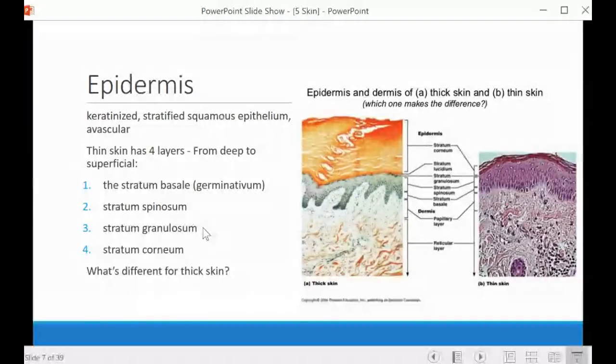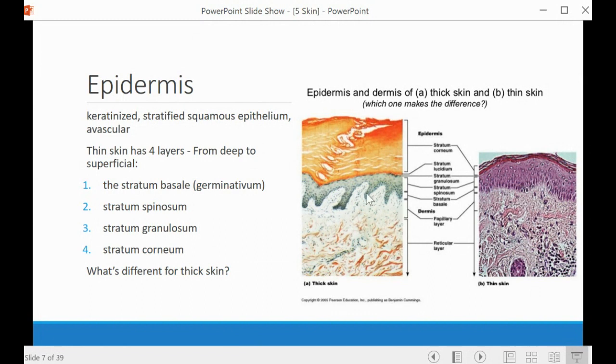Hopefully that's working. Okay, so the epidermis. Okay. Remember, thin skin found all over your body. Thick skin is going to be found on the palms of your hands and the soles of your feet. Okay. So thin skin has 4 layers. And when we start at the bottom, that would be deep.